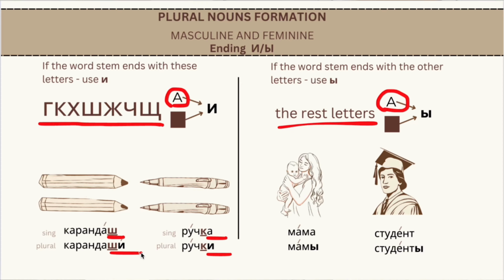Alright, with ы, it's easier. We write ы and we say ы. Use ы for all other consonants or these consonants plus а. So for example, мама, мамы. Студент, студенты. Okay, this was the main rule, the main explanation that you'll have to learn.